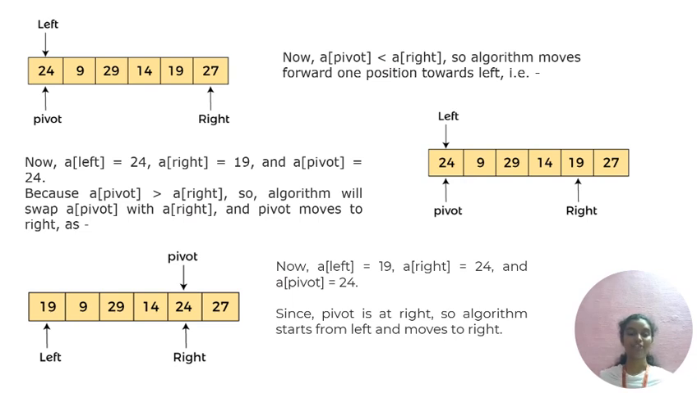Now A of left is equal to 19, A of right is equal to 24, and A of pivot is equal to 24. Since the pivot is at the right, the algorithm starts from the left and moves towards the right.